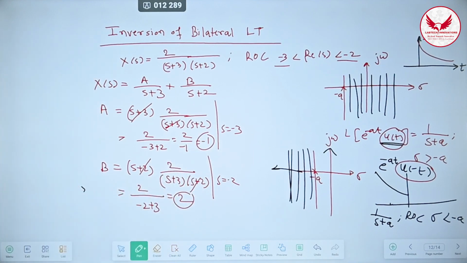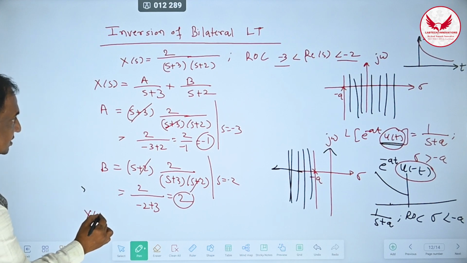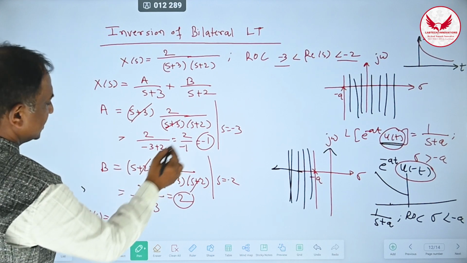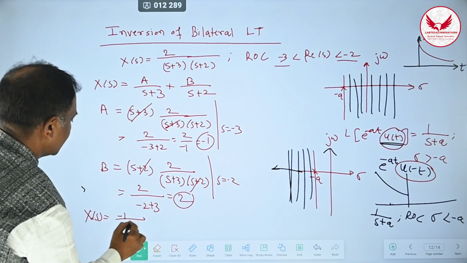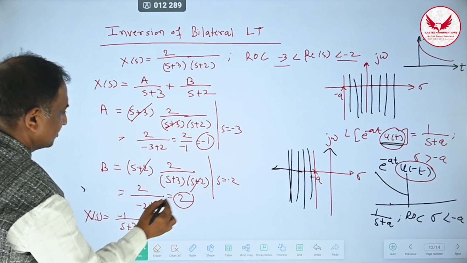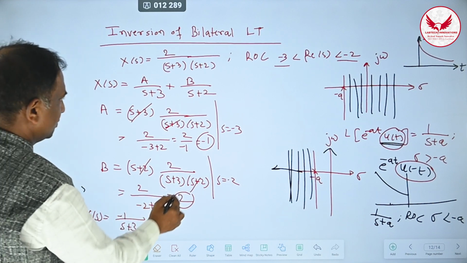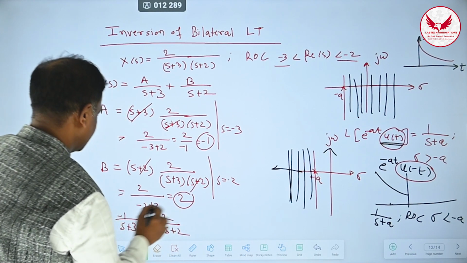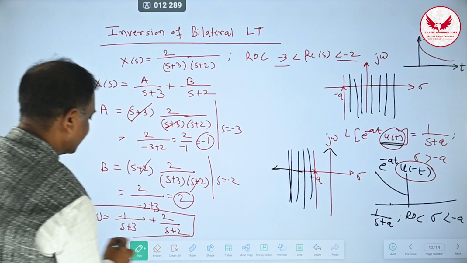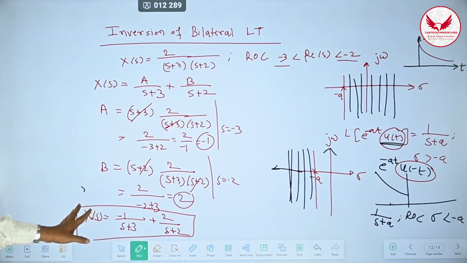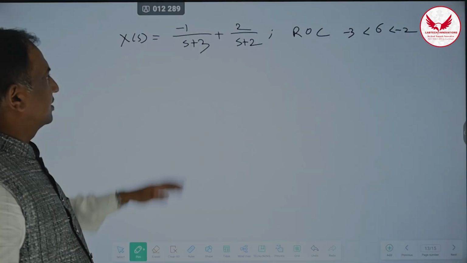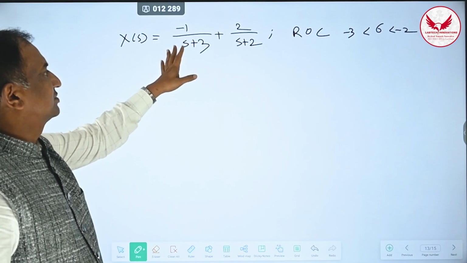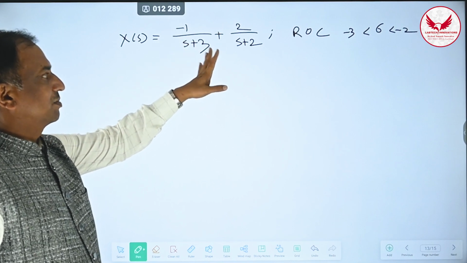So you can write X(s) is equal to a, that means minus 1 upon s plus 3, plus b, which is 2 upon s plus 2. Now here we have to find out the inverse Laplace transform of this signal. We have found the partial fraction: minus 1 upon s plus 3 plus 2 upon s plus 2.